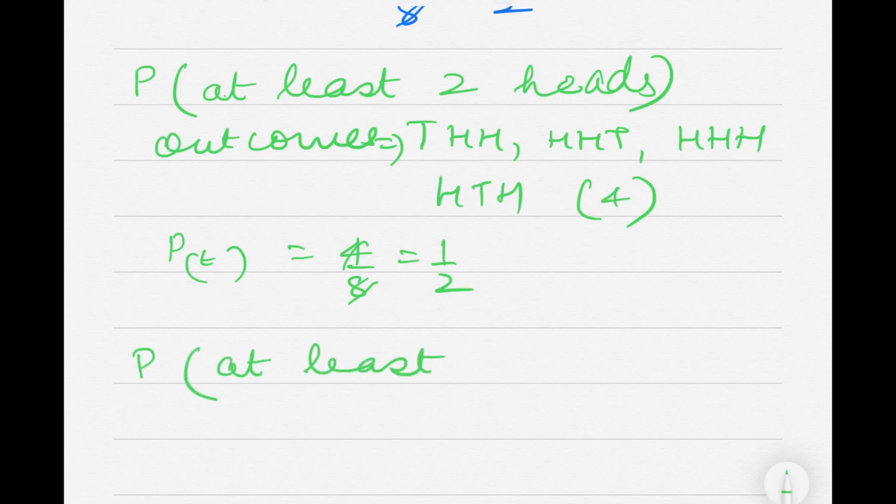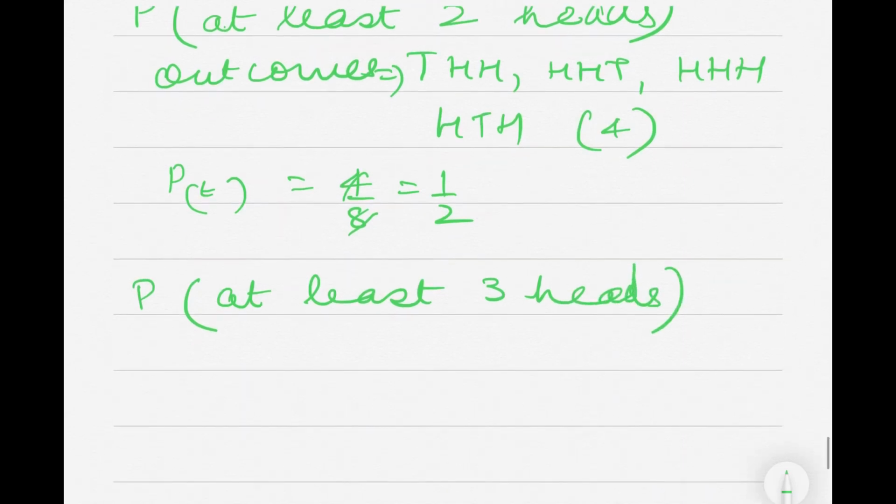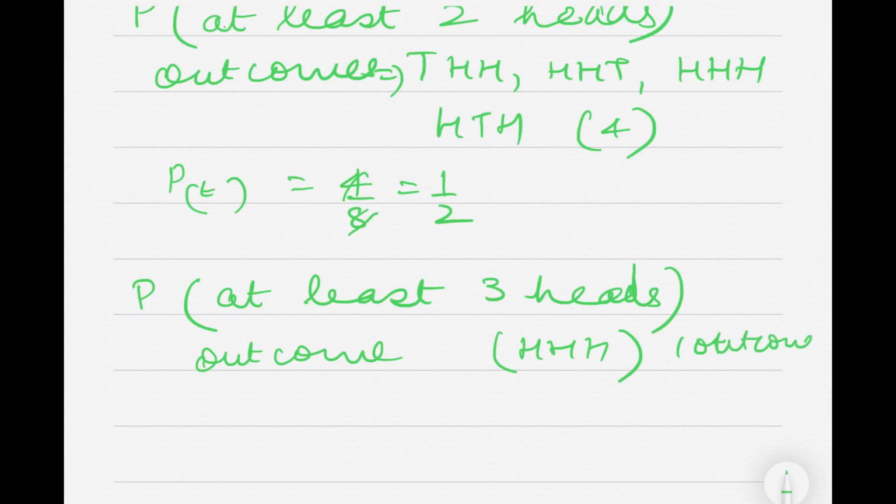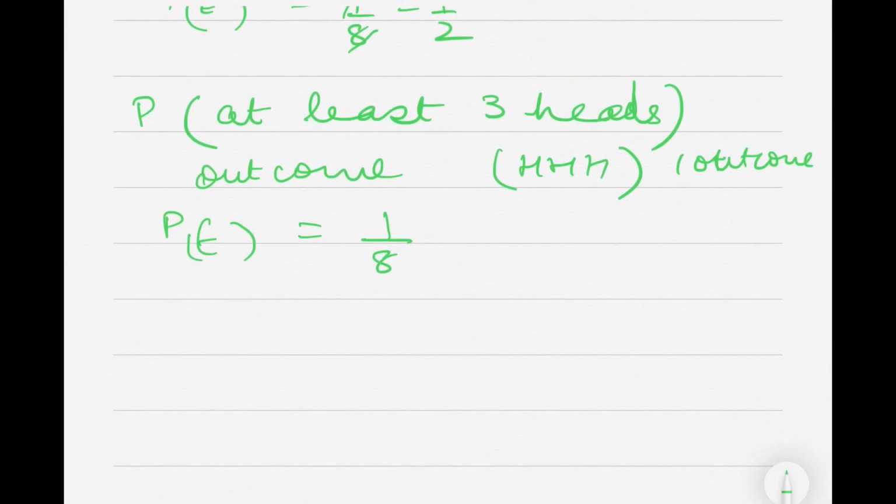So the probability of getting at least 3 heads. It will have 3 heads or more, but there are only 3 coins, so it can't have more than 3 heads in any of the options, and we have written the options also. So my outcome is only 1, right? 3 heads is this one, right? So only 1 outcome. So the probability of this event will be equal to 1 by 8. Okay, so I think we have covered the at least part. Now let's move to at most.